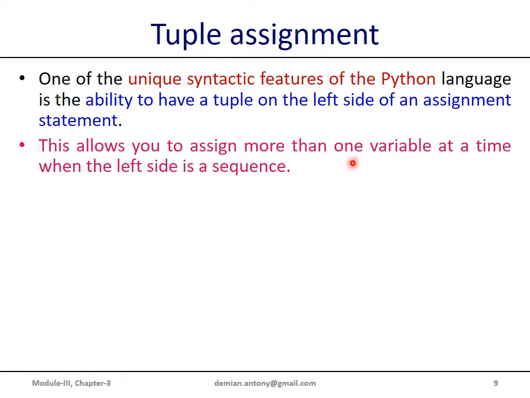One of the unique features of Python is the ability to have a tuple on the left side of an assignment statement. This feature allows us to assign more than one variable at a time when the left hand side is a sequence.